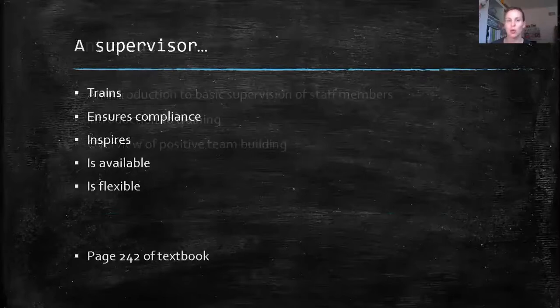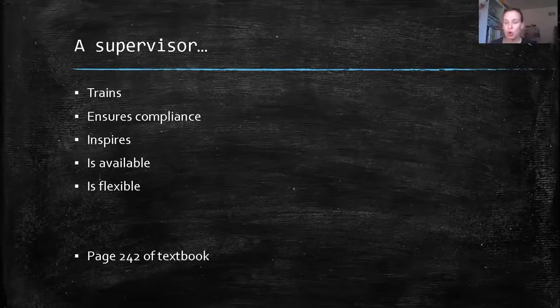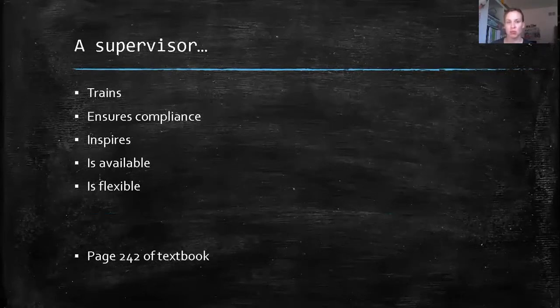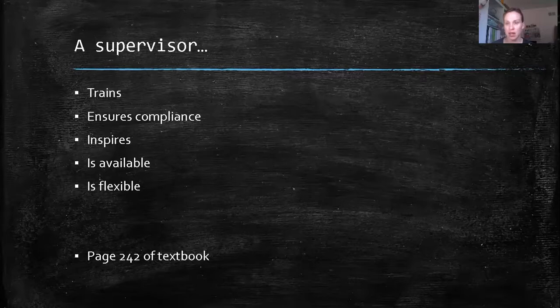So a supervisor has a lot of different roles throughout the day, but when it comes to supervision, we're looking at their ability to train, to ensure compliance with licensing or whatever governing board you have, the ability to inspire, be available to your staff, and be flexible as well. Page 242 of the textbook also has some interesting ideas about what it takes to supervise.